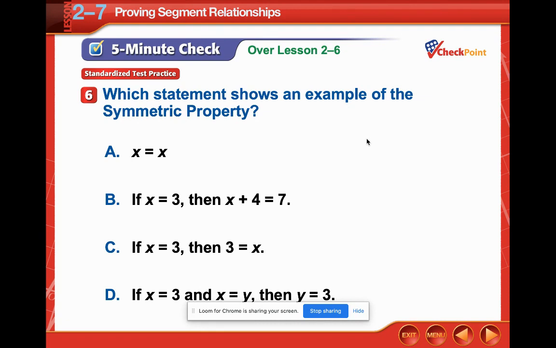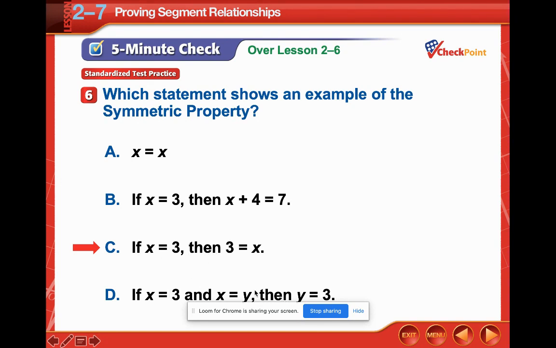All right, I might have given this one away before I clicked on it or asked you guys to solve it on your own, but it is indeed C. Okay, if x equals 3, then 3 equals x. Symmetric means they are equal on whatever side they're on. So reflexive means it's like a reflection on the mirror, so that would be A. C is, sorry, C is symmetric.